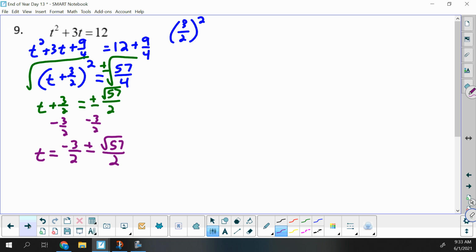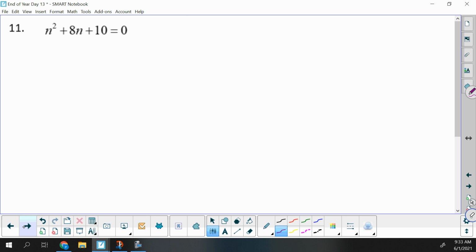So we're going to go ahead to 11 now, the one below it. We've got a 1 in front of our n squared. That's good. Constant is not by itself. The constant, again, is the thing that does not have any variables, so let's subtract that over. We'll have n squared plus 8n, leave a little space, equals negative 10.